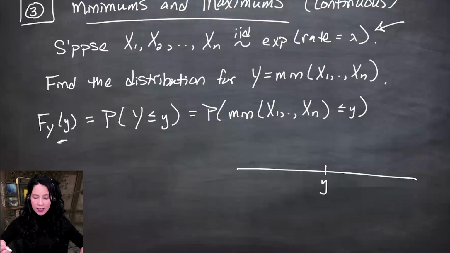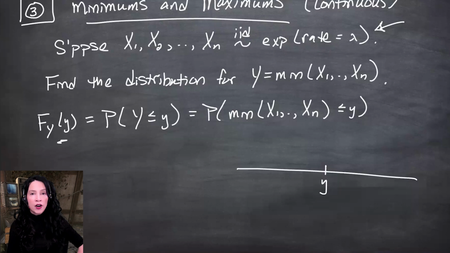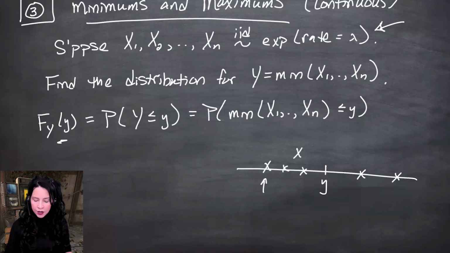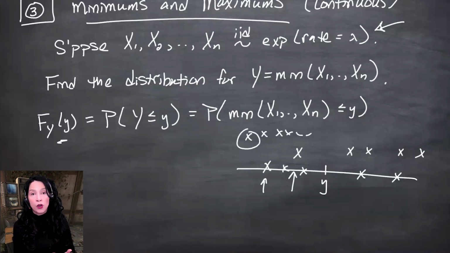And let's ask ourselves, how does the sample need to fall, those n values, so that the minimum is below y? So it could be that it's here and here and here and here and here. That's a sample of size 5, just an example where the minimum is below y. But we could have just one here and then the others up here. That's another example where the minimum is below y. And we actually could have them all below y. And that's another example where the minimum is below y.